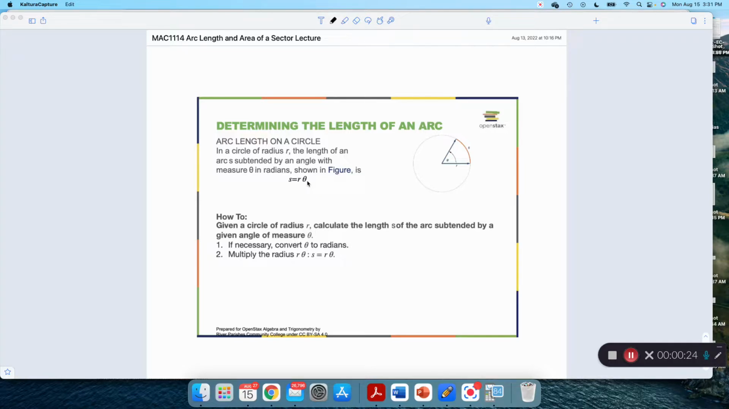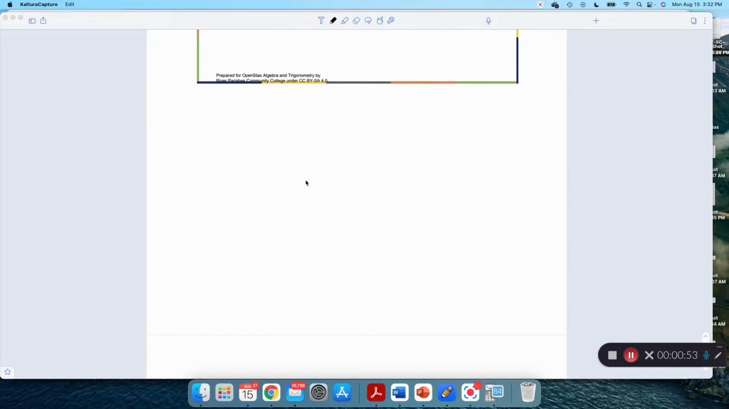So if somebody asks me for an arc length, the length of this little red distance here, and they give me a central angle in radians and some radius, then finding the arc length is easy, S equals R theta. But I have to be in radians. If they give it to me in degrees, I either have to go back and use that old method that we learned in a previous video, or I have to convert that angle to radians first. So let's look at an example.